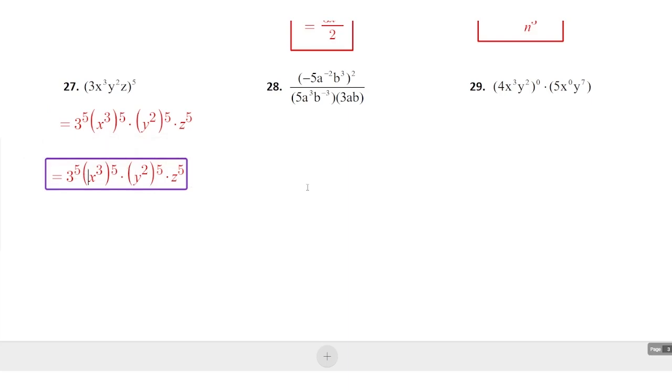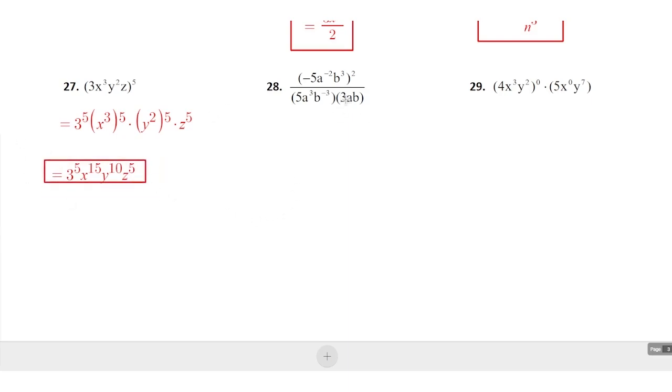And then we have x cubed to the 5th. 3 times 5 is 15. So we have x to the 15th power times y to the 10th power. 2 times 5 is 10. And then z to the 5th. Nothing to multiply there, so this is your answer.